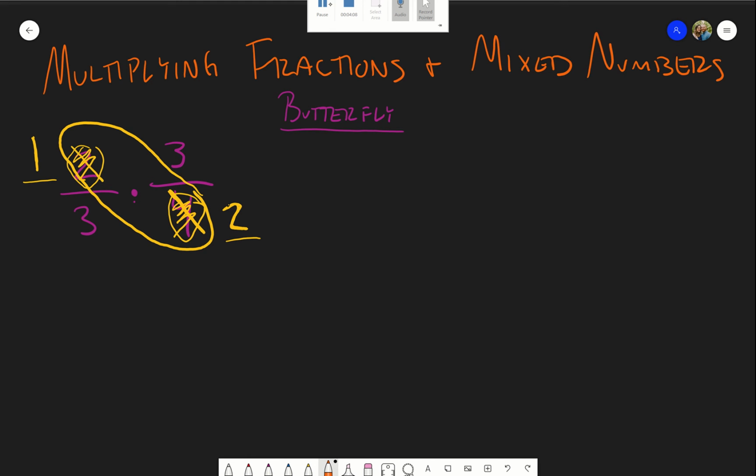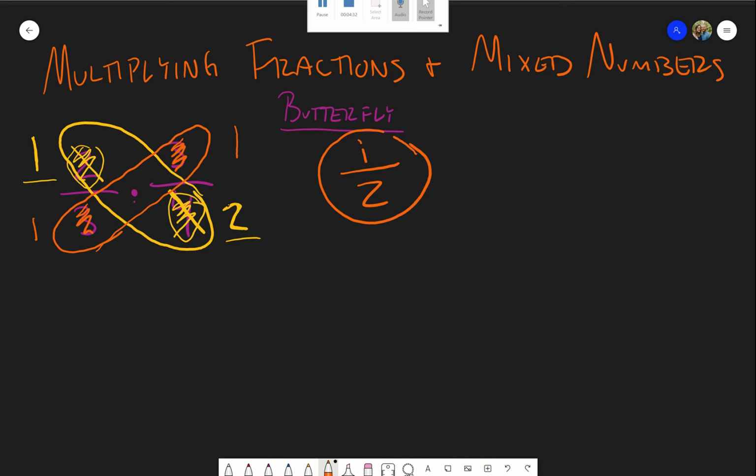Now I want to see, can I butterfly the other side? Can I butterfly these 3's? Well, 3 and 3, those can both be divided by 3. 3 divided by 3 is 1. 3 divided by 3 is 1. Now I've simplified everything from the start, and I can multiply it all out. 1 times 1 is 1. 1 times 2 is 2. My answer is 1/2. So this method is really good because it helps me to not have to do any math after I solve. I do all my simplifying before, and I don't have to worry about dividing fractions or any of that.